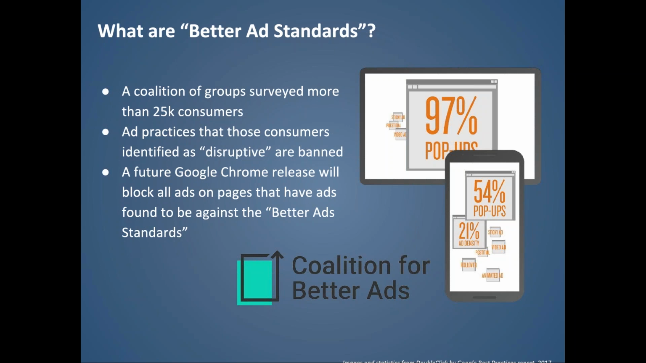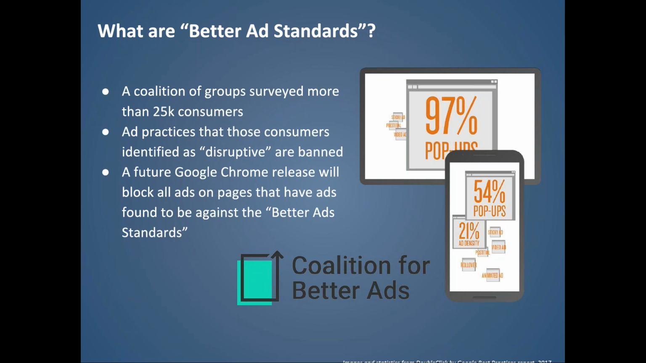And if you go to, I think it's betterads.org, I believe. If you search for Better Ad Standards, you'll find it. And they have a list of all the different techniques that are essentially frowned upon. The big thing that has happened, though, is that Google has announced that in a future version of Google Chrome, they will be enforcing the Better Ad Standards by not loading any ads on any page where they feel that an ad is violating the Better Ad Standards.